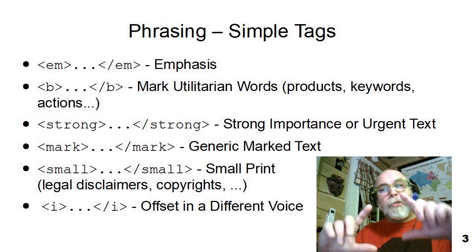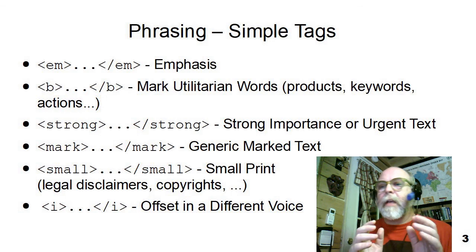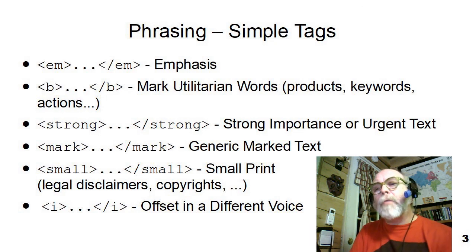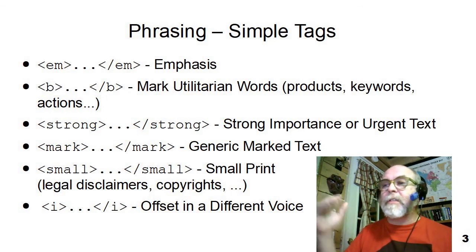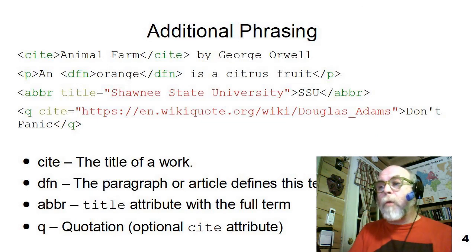We use the small tag around small print, legal disclaimers, copyrights, and other things that need to be small. You know, small print needs to be there, but just not very important. And then we use the I tag to offset something in a different voice, a book title, for instance, or a word that needs to be offset in a different voice within your writing. So these are six of the simple phrasing tags that I really would like you to know as you're starting to work in HTML. Additionally, there are four more I'd like you to know.